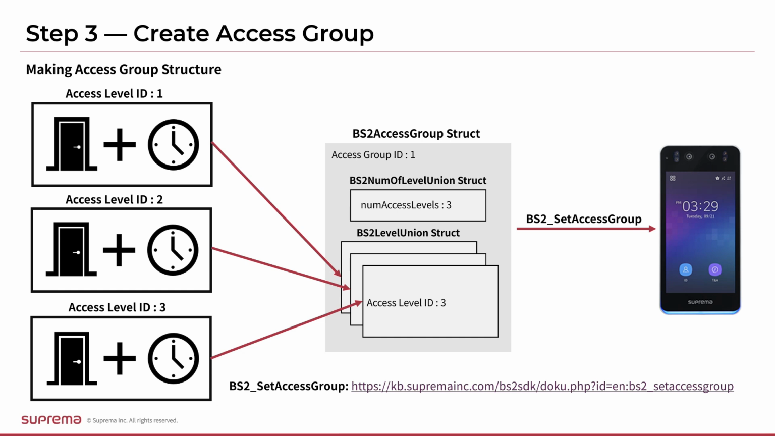Inside, there are 2 key parts. First, the bs2 num of level union struct, which specifies how many access levels are included. In this case, 3. Second, the BS2 level union struct, which holds the actual access level IDs. Once the struct is ready, we call BS2 set access group to send this configuration to the device. For more details about this API, refer to the official documentation linked at the bottom.